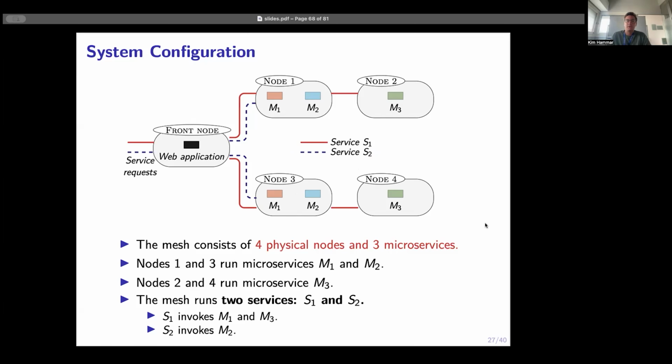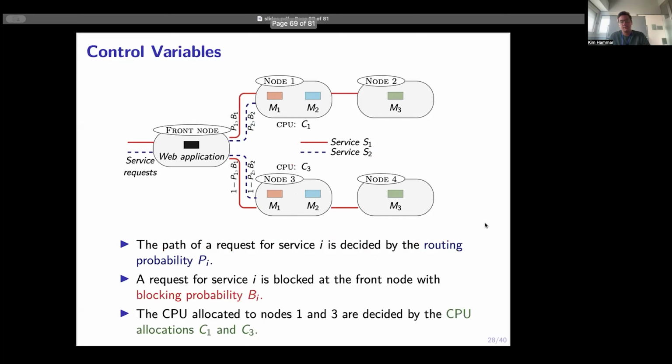And the control variables here are the CPU allocations for node 1 and node 3. So we have vertical scaling of those nodes. And then we also have the routing probabilities, which determine the fraction of requests that are routed to node 1 versus node 3, and the blocking probabilities, which determine the probability that a service request will be blocked here at the front node.